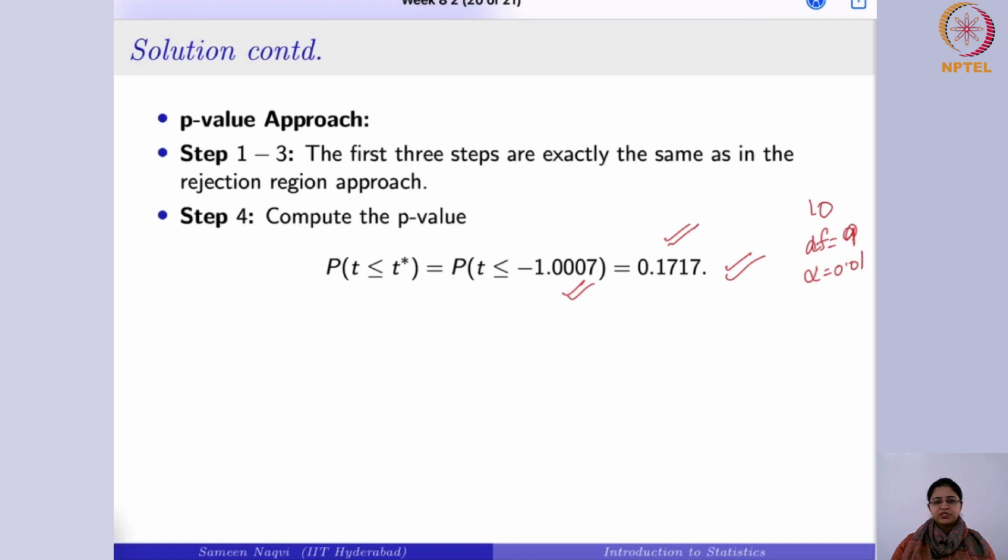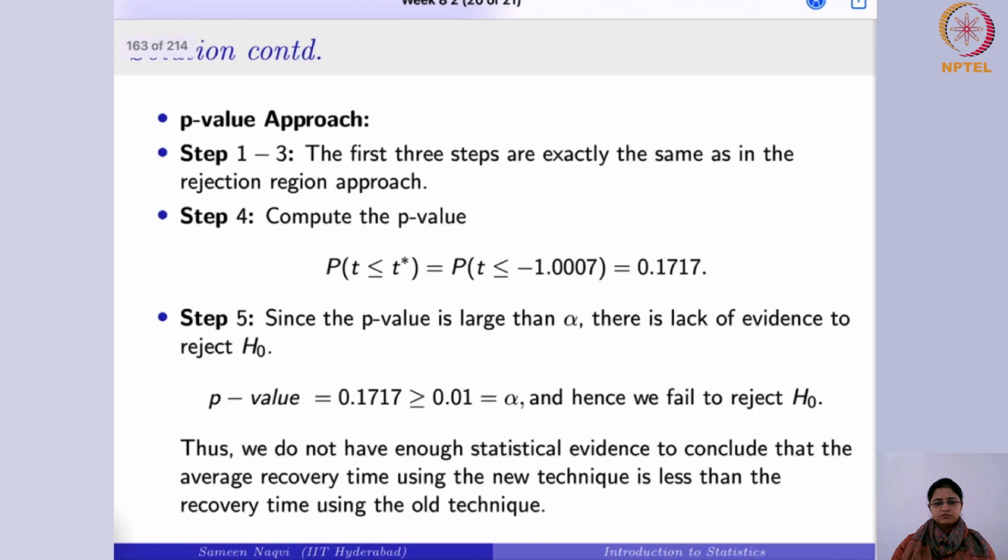You can actually read it from the table, but the t table may not be that exhaustive as compared to your standard normal distribution table. So you can instead use the software that we are using, Python or maybe anything else that you are comfortable in. Now since this p-value is larger than alpha, because alpha is 0.01, we fail to reject the null hypothesis. Thus we will conclude that we do not have enough statistical evidence to conclude that the average recovery time using the new method is going to be less than the recovery time using the old technique.